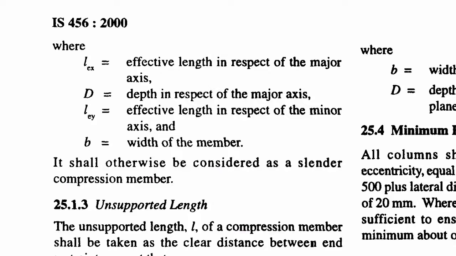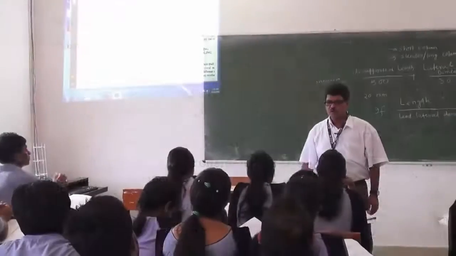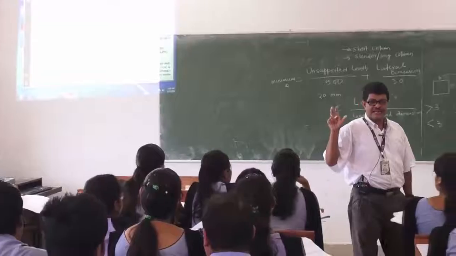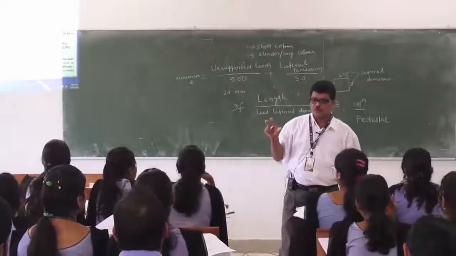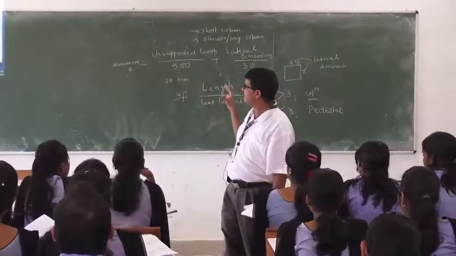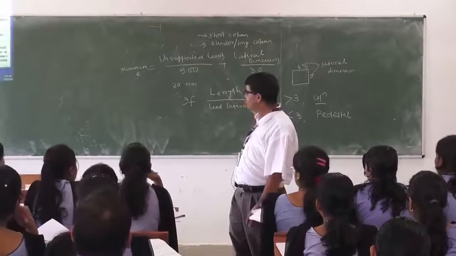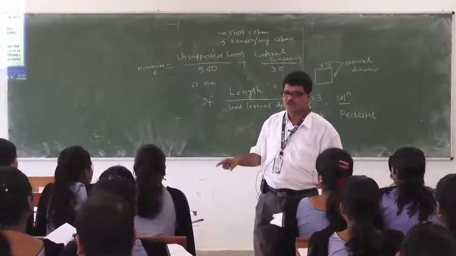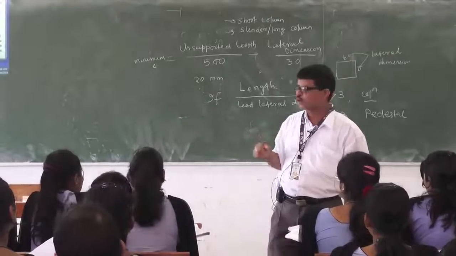So all the values are given here. What is LEX? LEX is the effective length in respect of the major axis. D is the depth in respect of the major axis. LEY is the effective length in respect of the minor axis, and B is the width of the member. If both LEX by D and LEY by B are less than 12, then it is called a short column. More than 12 is called a long column.